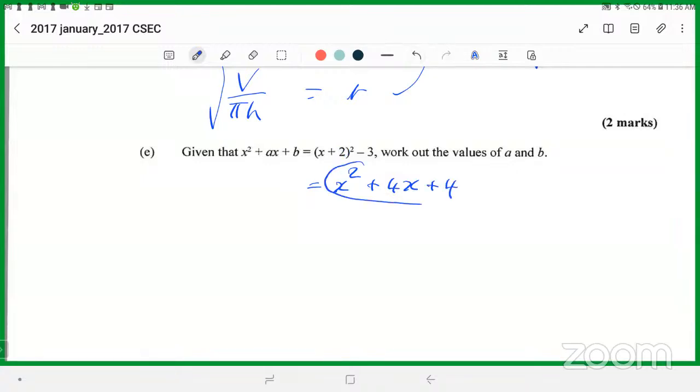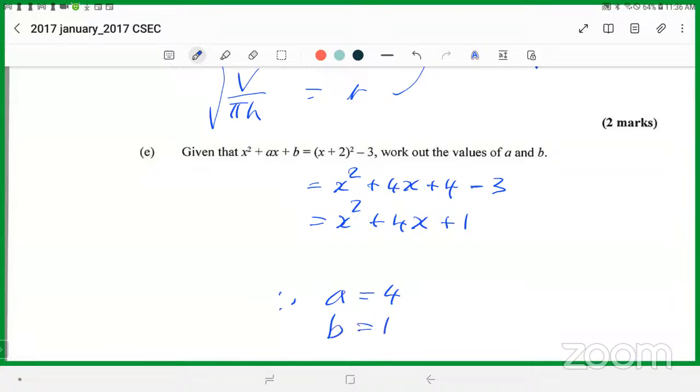Now, all that I have here so far is the expansion of that. So now I have to subtract this 3. So I'm subtracting 3. When I simplify this now, I get x squared plus 4x. This works out to 1. So when I compare it with this, I can see that the a is 4 and the b is 1. Easy. So I can say, therefore, the a is 4 and the b is 1 when I compare them. So expand out the right side, set it up like the left side, and compare the values. Simple.